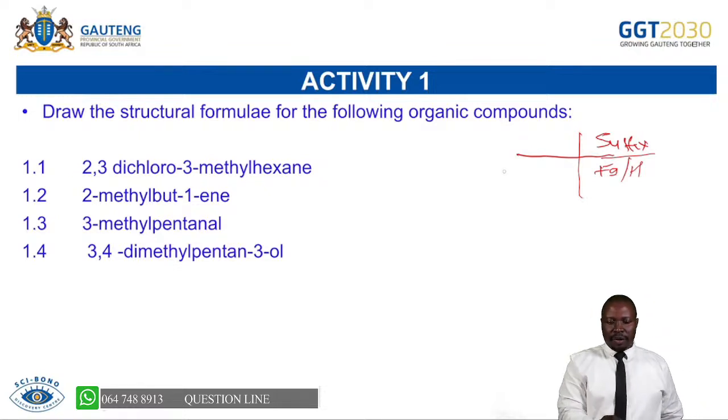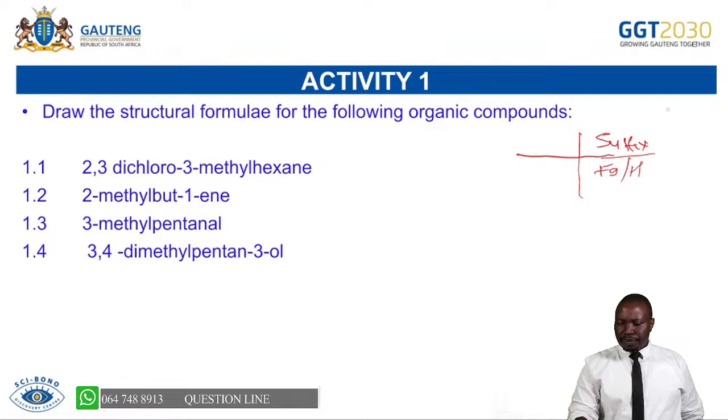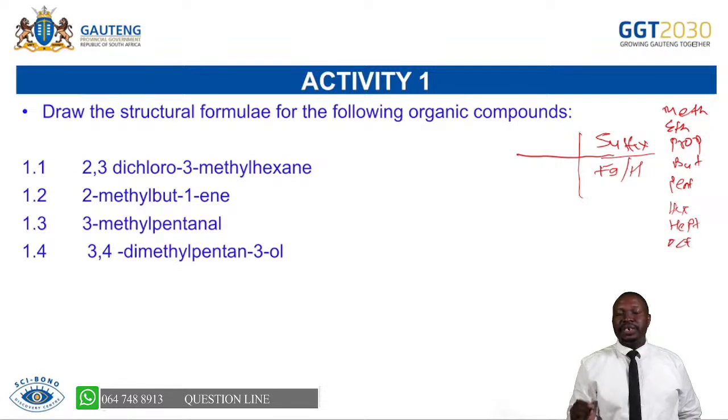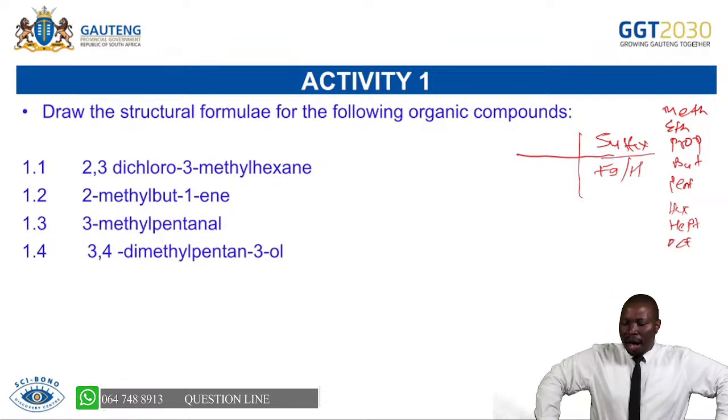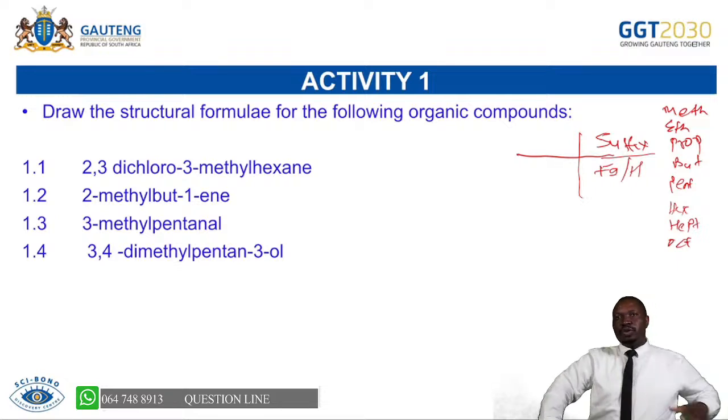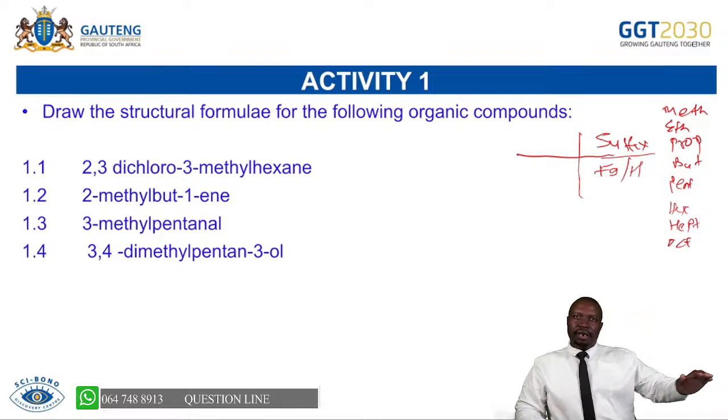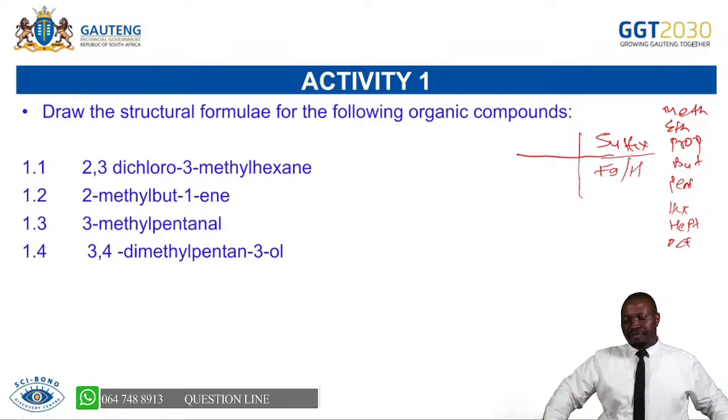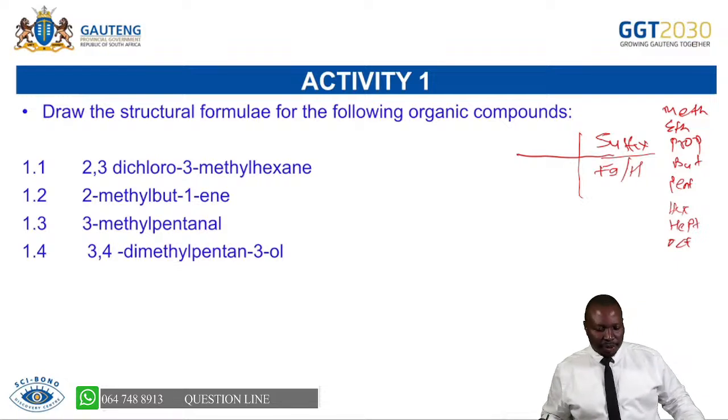Remember, we said when you have 1 carbon, it's meth, 2 carbons is eth, 3 carbons is prop, 4 carbons is but, 5 carbons is pent, 6 carbons is hex, 7 carbons is hept, 8 carbons is oct. Remember, in physical science grade 12, we do up to 8 carbons. So you have to know in the longest carbon chain how many carbons we have, and you will number them as we indicated.